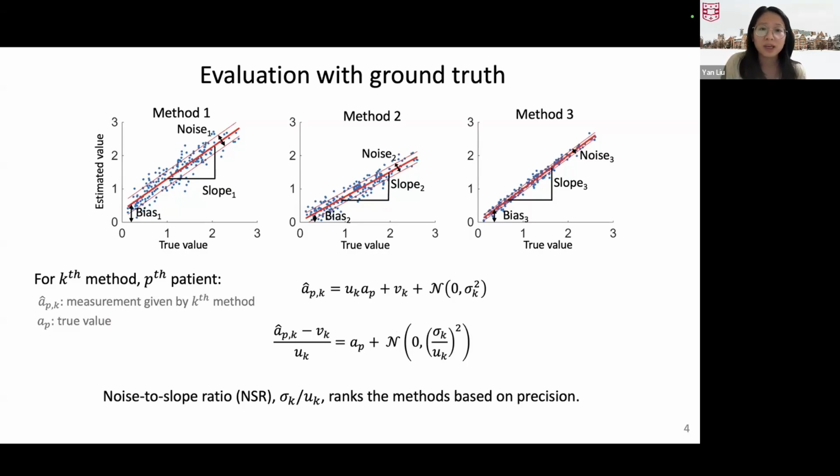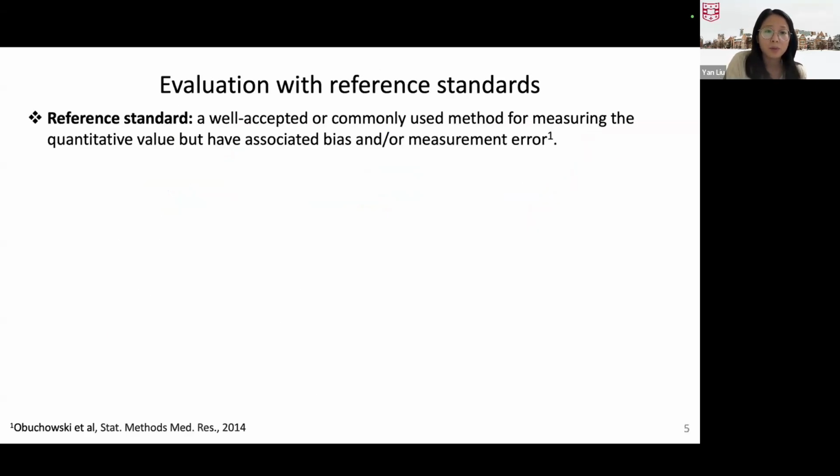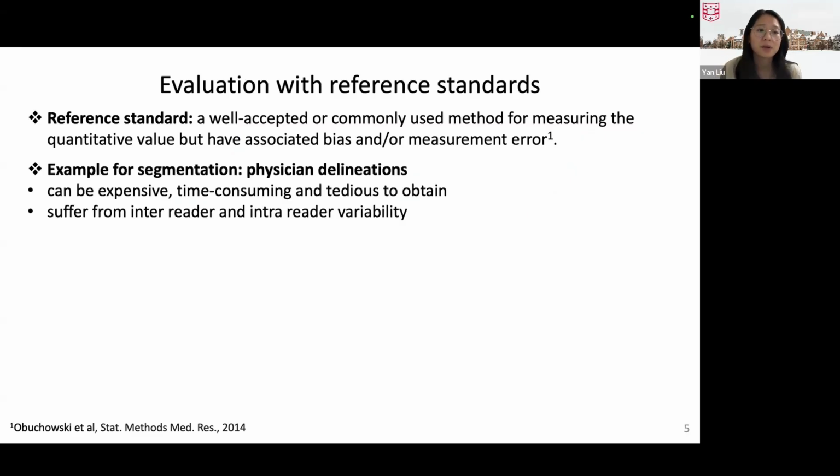However, in reality, we do not have ground truth to compare with. Normally, what we can use is the reference standard, which is defined as a well-accepted method, but we know that there is associated bias or measurement error. In the case of comparing different segmentation methods, physician delineation could be the reference standard. However, even obtaining this reference standard could be expensive and time-consuming. And even if we can obtain these reference standards, they still suffer from inter-reader and intra-reader variability.